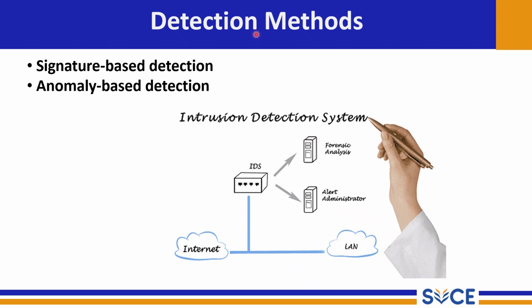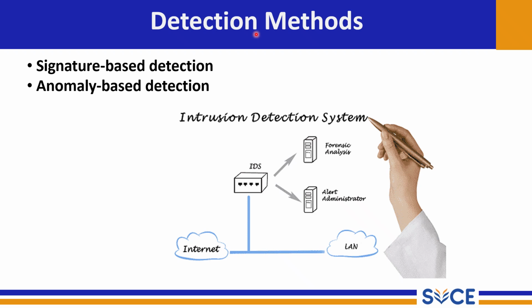Okay, so signature-based detection compares the traffic or activity against a database of known attack patterns or signatures. This signature-based detection relies on predefined patterns or signatures of known malicious activities, and the IDS compares network traffic or system events against these signatures to identify potential attacks. It is effective at detecting known threats but struggles with new or evolving attacks that don't match the existing signatures.